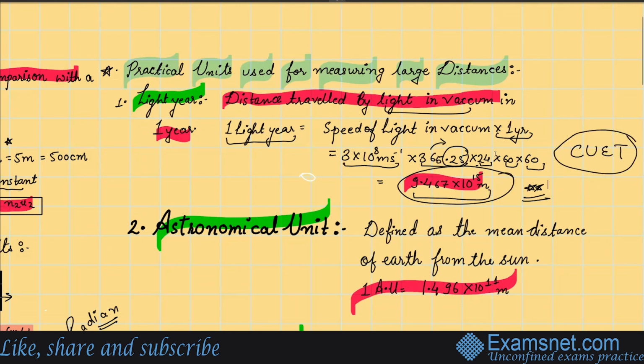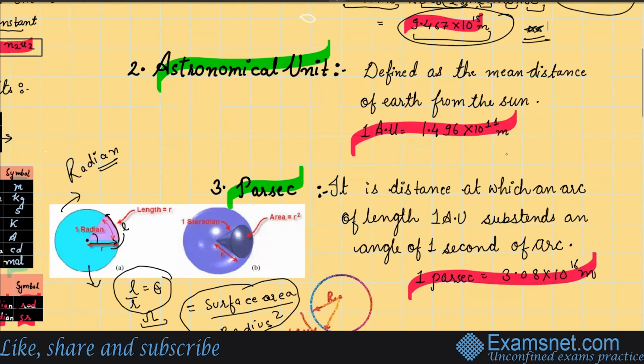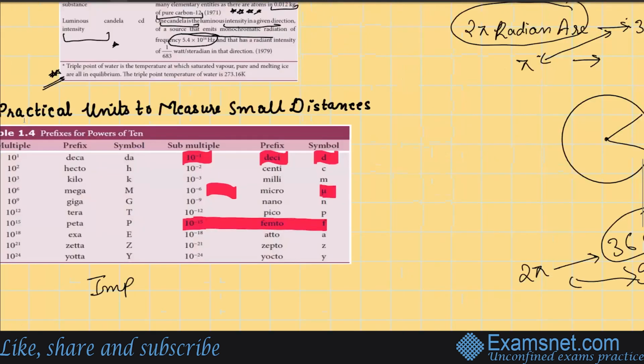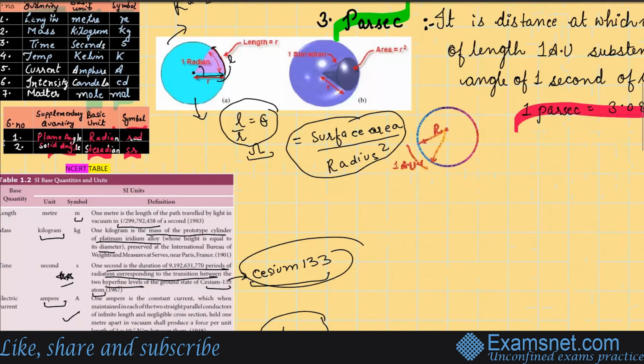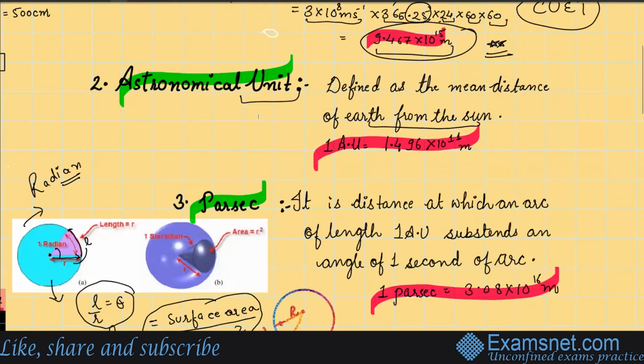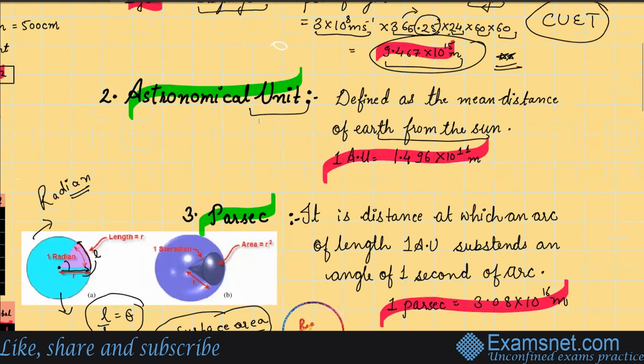Now, the astronomical unit. How does somebody define the astronomical unit? It is the distance between Earth and Sun. You cannot express it with the last unit we had, which was yotta, 10 to the power 24, because the distance between Earth and Sun is something very large. So one astronomical unit is defined as 1.496 into 10 to the power 11 meters.